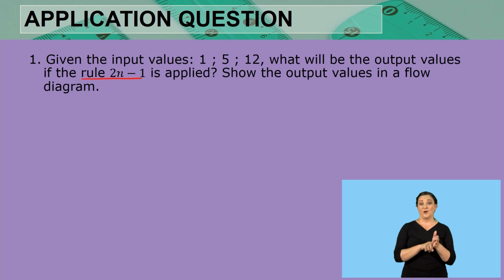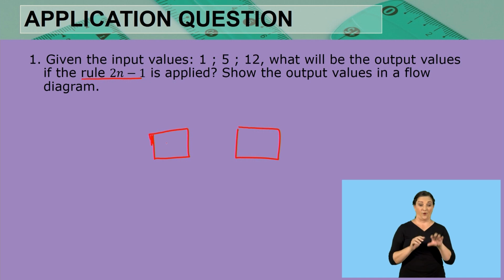Now, remember our unknown value, that is the input value, and we've been given those input values. Our input values firstly have been multiplied by 2, that's what gave us the 2n, and then from that product we subtracted 1, and we now need to represent the output values in a flow diagram. Because 2 actions were taken, our flow diagram is going to have 2 blocks. Firstly, we multiplied by 2, and then after that, we subtracted 1.